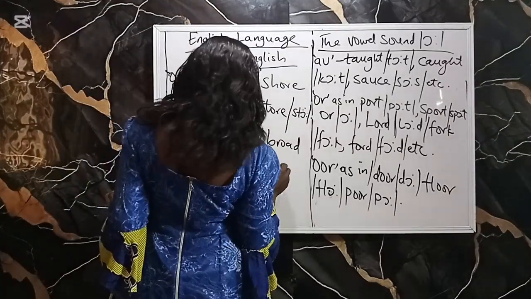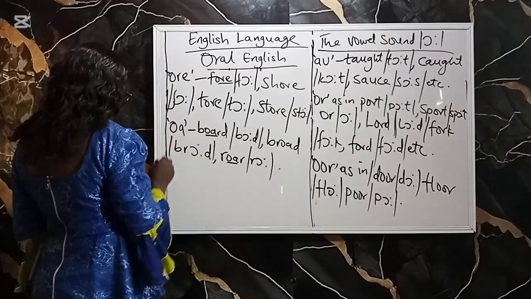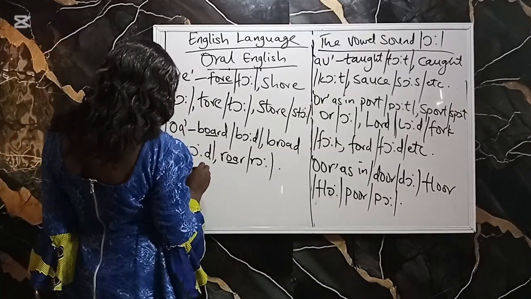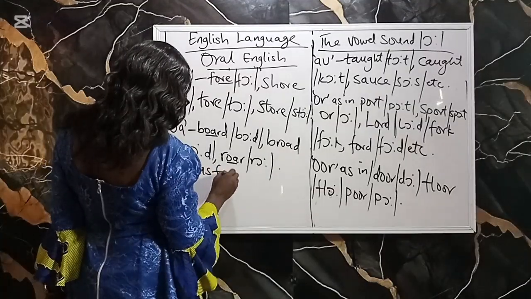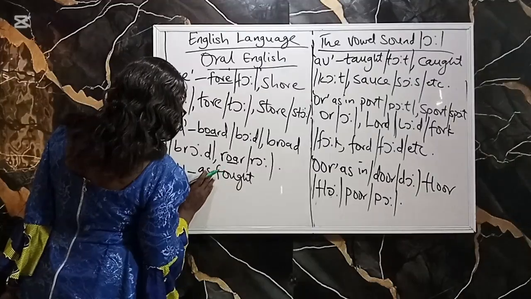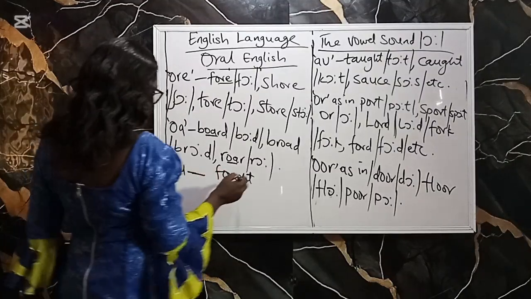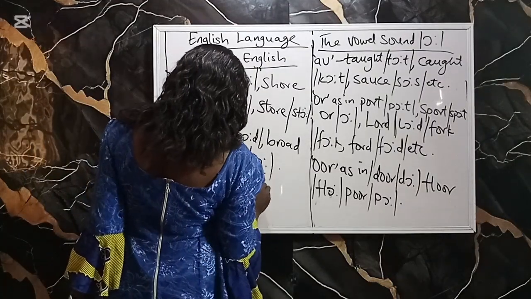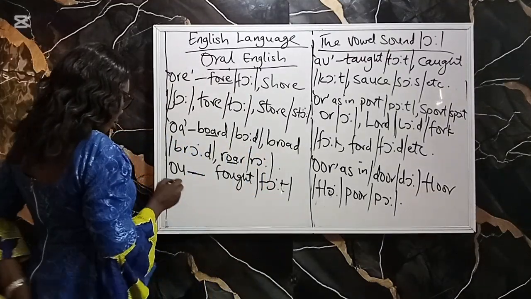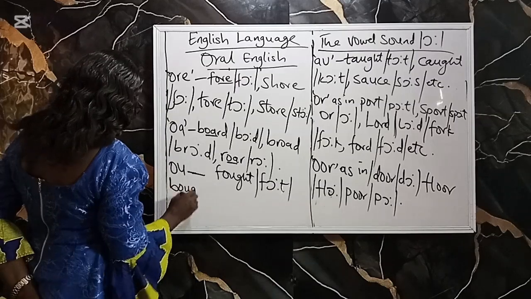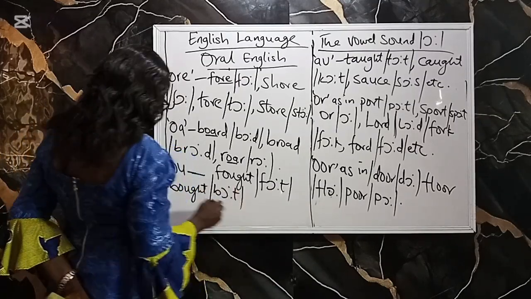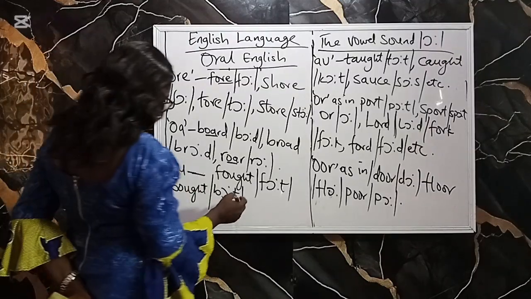Okay. And so on. We still have letter OU. As in fought. That is past tense of fight. So OU, you put the sound. Fought. Then bought. Bought. OU, you put the sound.